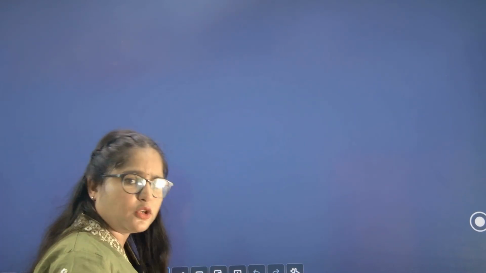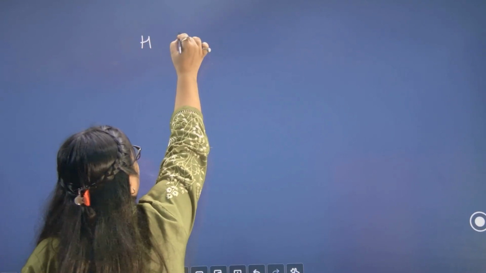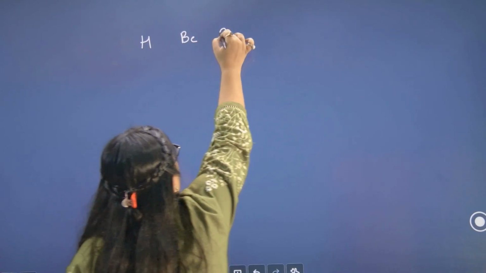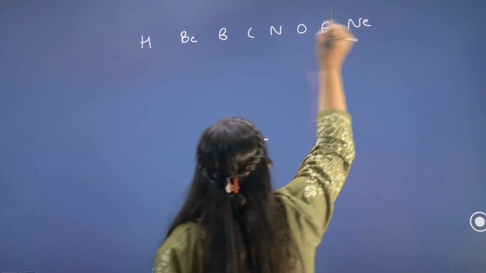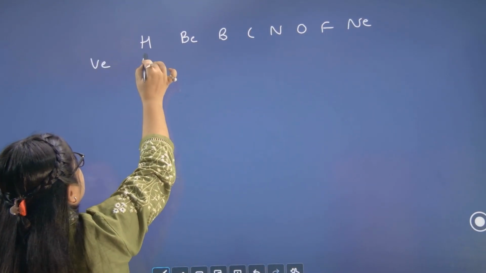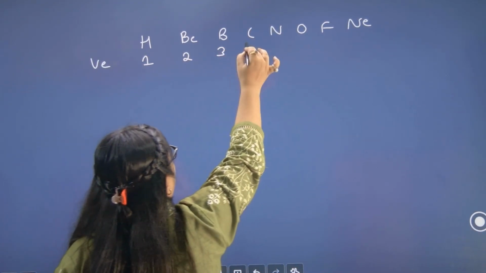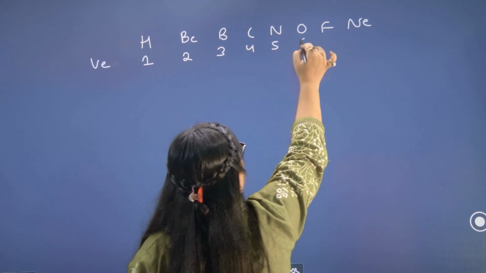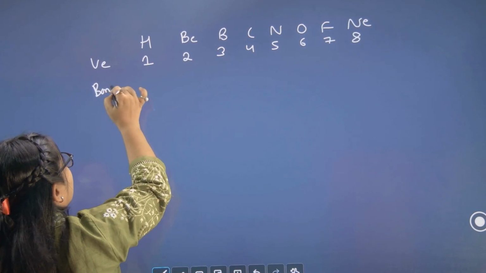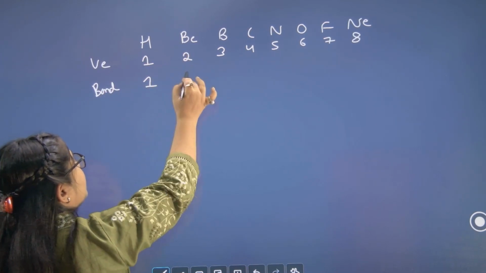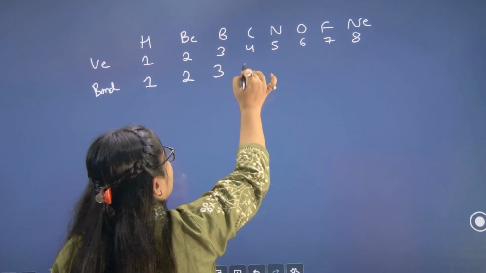Before you start the trick, there are certain star points which you should keep in your brain. We should know about the valence electron and the number of bonds. So hydrogen, then beryllium, boron, carbon, nitrogen, oxygen, fluorine and neon. What is the valence electron? Hydrogen 1, beryllium 2, boron 3, carbon 4, 5, 6, 7 and then 8. How many bonds can they make? 1 valence electron, so 1 bond; beryllium 2 bonds, boron 3 bonds, carbon 4 bonds.